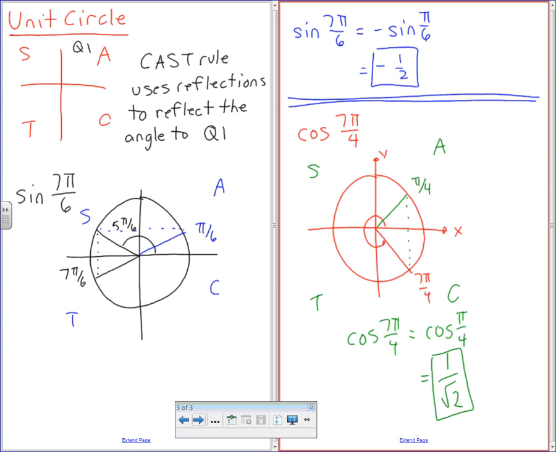Now I'm going too quickly here. I've done 2 examples here. I'm going to do a few more to make sure everything's good, but you get the idea. We just want to take things and move them to the first quadrant, and then based on the CAST rule, relate this to where it is on the rest of the graph. That's what we're trying to do.